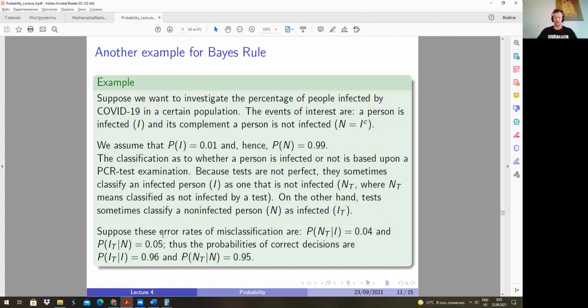So suppose that the error rates of misclassification are: the probability that the test will be negative given that the person is infected is 4%. The probability that the test is positive when the person is not infected is 5%. And correct decisions are made in 96% and 95% of the cases. Completely similar story to the previous one.